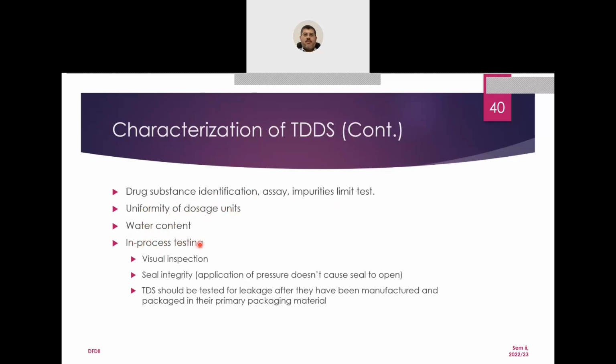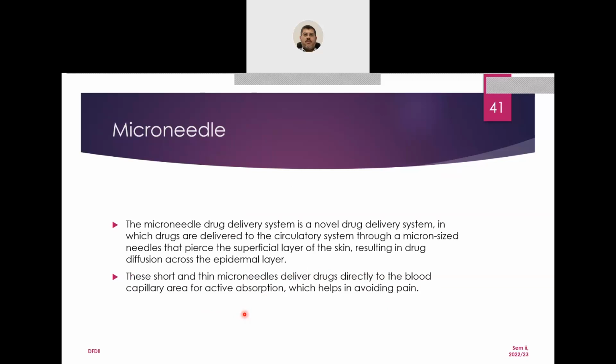There will be some in-process testing during the manufacture in the production line itself, like visual inspection of the produced units, and seal integrity. They apply pressure, and then they want to check that this pressure doesn't cause the seal of the package where the TDDS is inside to open. It can also be tested for leakage after they have been manufactured and packaged in their primary packaging material.